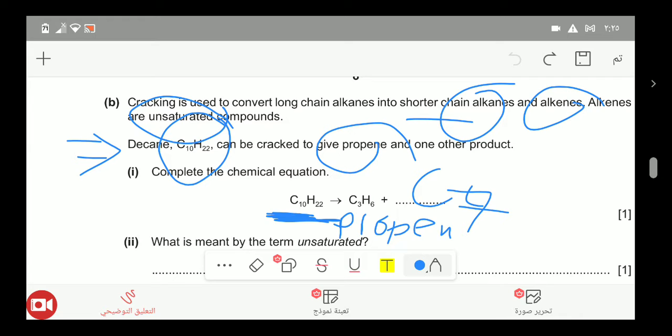Remember that it is an alkane, so the formula of an alkane is CnH2n+2. So 2 multiplied by 7 is 14, plus 2. So how many hydrogen do we have here? 22, so we will have about 16. Okay, 16. So this was the answer to this question.